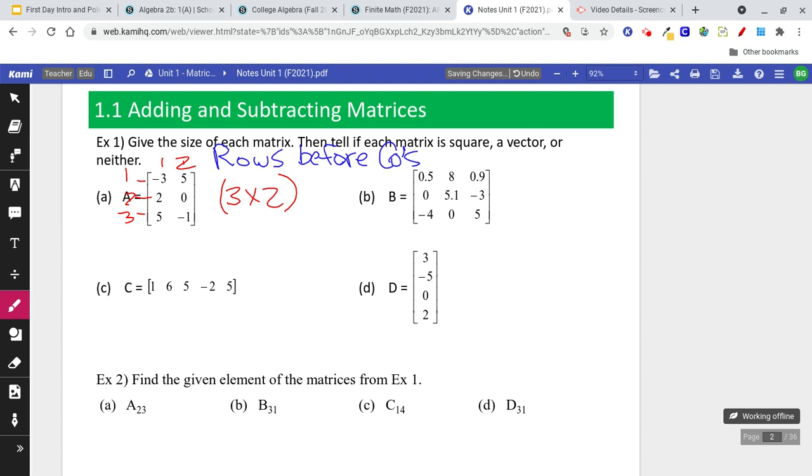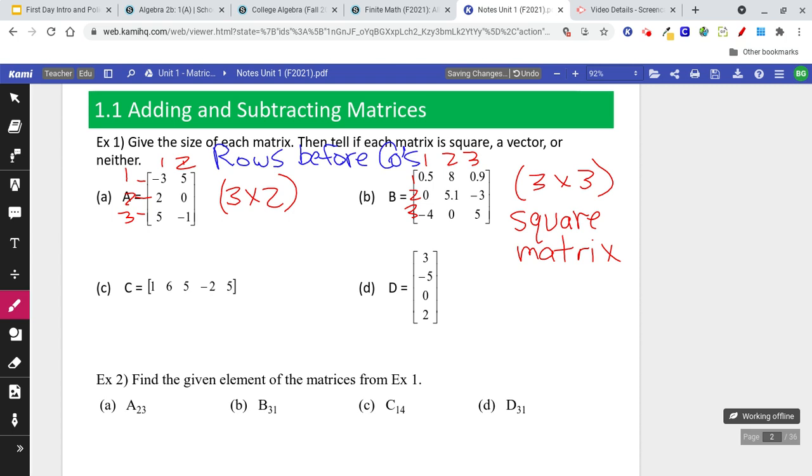We'll come back to that. Let's look at part B. Matrix B, you've got 1, 2, 3 rows, 1, 2, 3 columns, so the size is 3 by 3. I think it's kind of obvious that this one's a square. This is a square matrix, and think about why. A square has the same width and height, length and width. And since those two numbers are the same, 3 and 3, that's a square matrix.